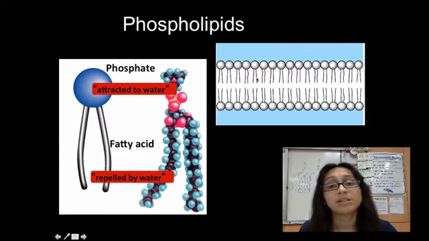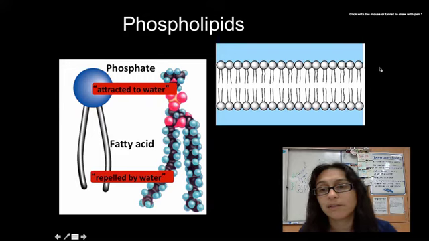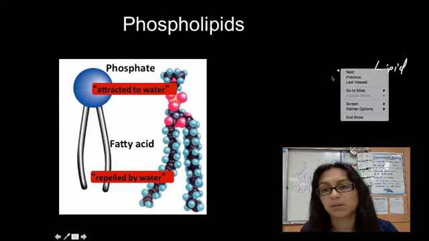Now, if we take a look at this picture, because of this unique structure where the phospholipid has one end that is hydrophilic and the other end that is hydrophobic, this is what causes the lipid bilayer to form. So the lipid bilayer forms, so I'm going to go ahead and write this up here. So we have a lipid bilayer.